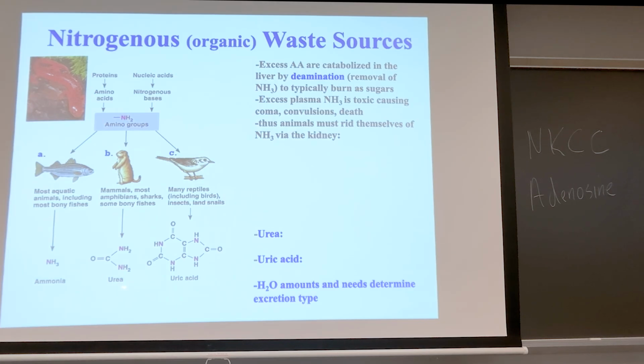We can carry it as urea, which takes only about 10% of the water that it takes to get rid of ammonia. Or we could carry it as uric acid, which is even more effective because notice there are 4 amino groups that make it up. Uric acid, you can completely dehydrate, all right, and excrete it as a powder and lose no water. So really, what determines how you carry your nitrogen waste out of the body is how much water you're willing to lose, okay?